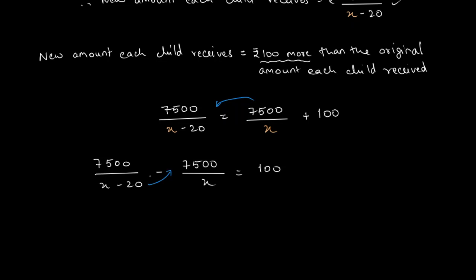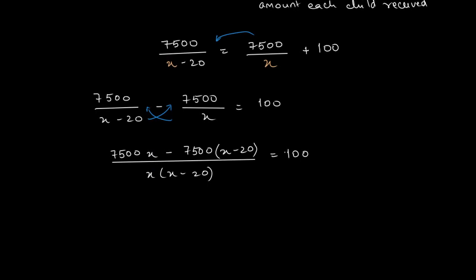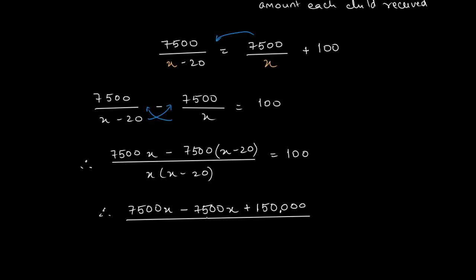To solve that, we can cross multiply. We can take the LCM to solve this. So 7,500 into x minus 7,500 into x minus 20, the entire thing divided by x into x minus 20, is equal to 100. Let's expand this a little more. In the numerator I have 7,500x minus 7,500x, minus into minus will make it plus, 75 into 2 is 150, followed by 3 zeros, so that's 150,000, a very large number. The entire thing is divided by, if I expand in the denominator, x square minus 20x, all of this equal to 100.